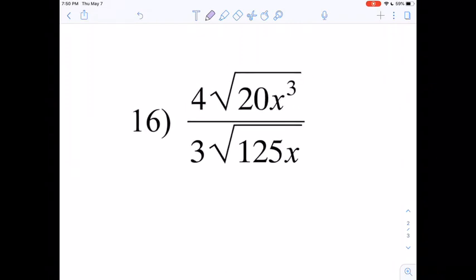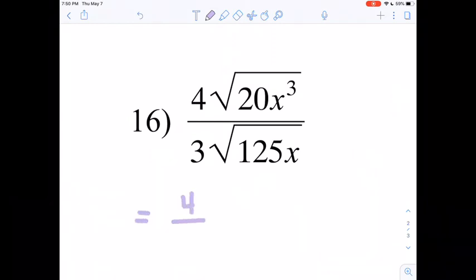Okay, let's move on to number 16. So 4 over 3. Those are two outside numbers, but they cannot be simplified with each other. So I'm going to move to the inside. So I have 20 over 125. I know 5 goes into both of those, so I'm going to reduce those by 5.